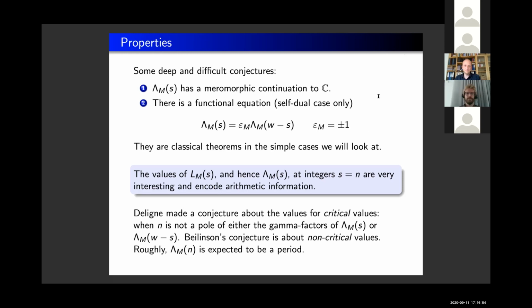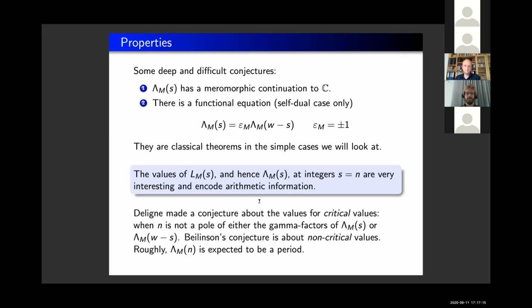And these conjectures are incredibly deep and incredibly difficult, but in all the cases that we're going to look at, very simple and very classical L functions, these will all be theorems. And then the main point in this subject is that the values of L functions at integers are very interesting and encode arithmetic information.